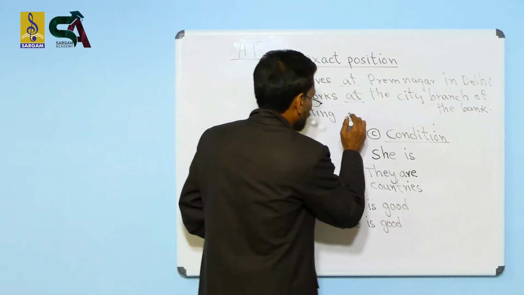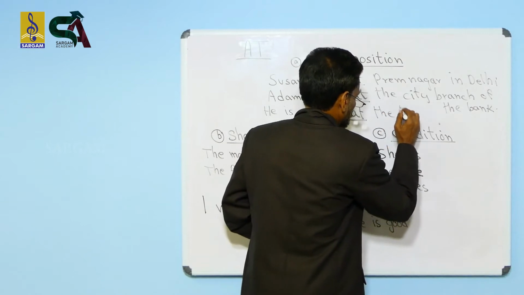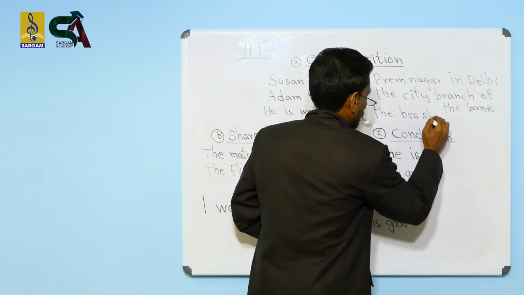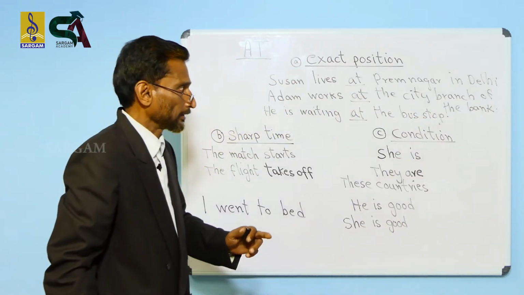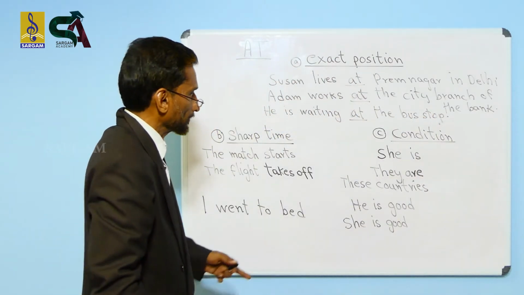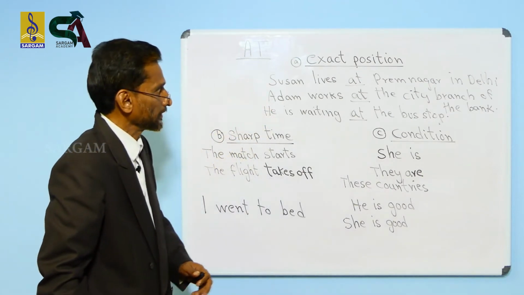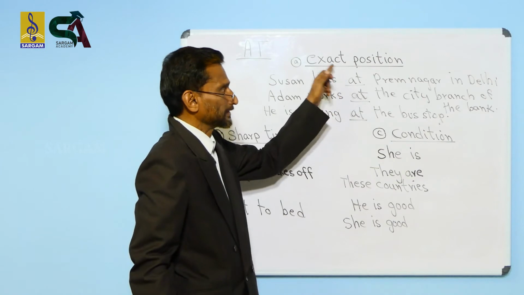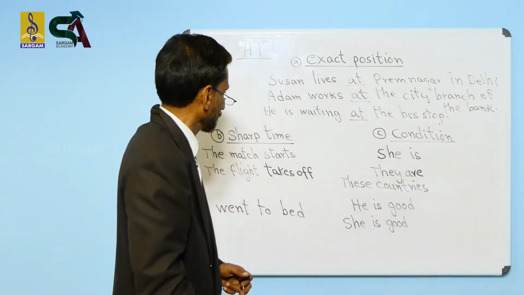He is waiting at the bus stop. Where is he waiting now? He is waiting right at the bus stop. At. So in these sentences, at shows exact position of somebody or something.